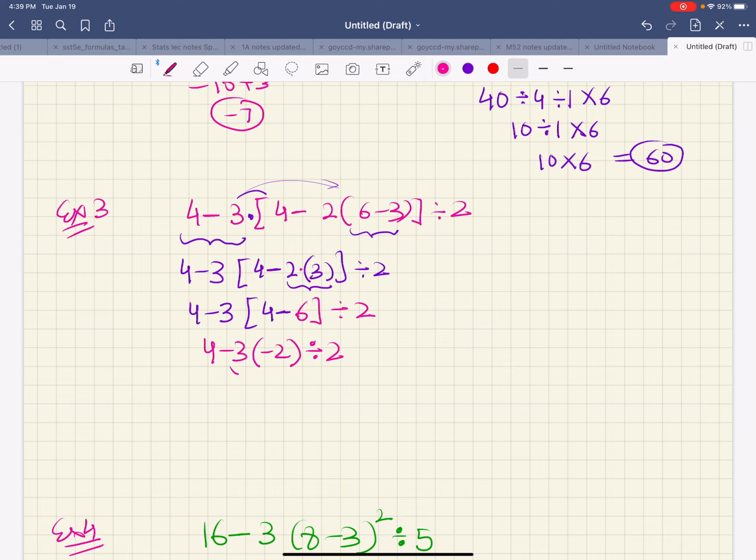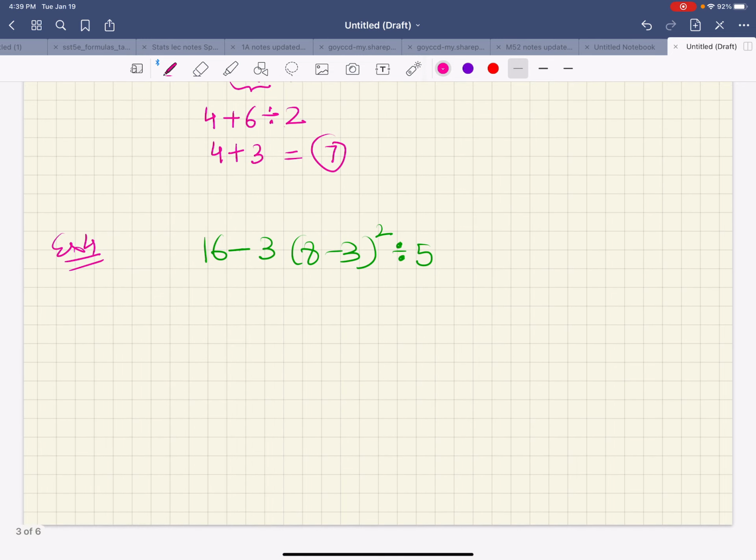Now, again, there's a hidden multiplication here. 4 times negative 3 times negative 2 is going to be a positive 6. Negative 3 times negative 2 is a positive 6, divided by 2. Again, now I have a division before addition. So 4 plus 6 divided by 2 is 3. And my final answer turns out to be 7. And that's all we get to do with this problem.